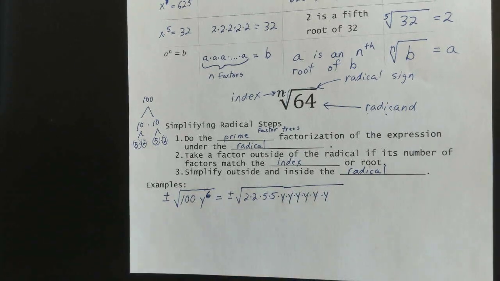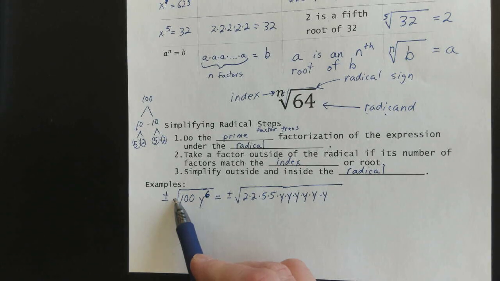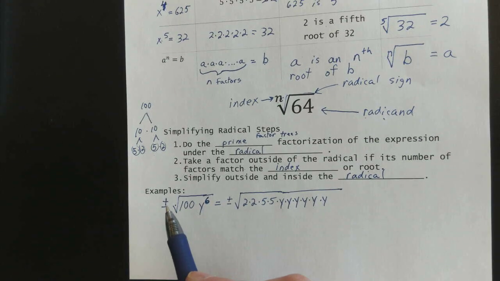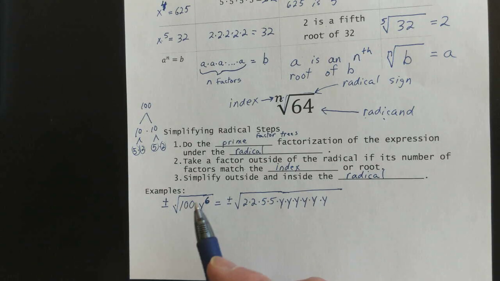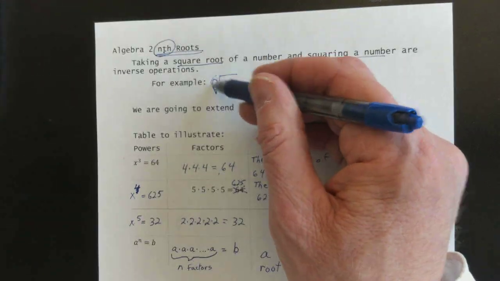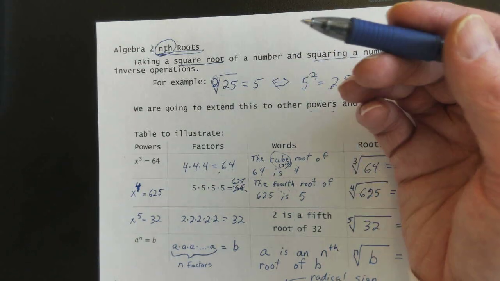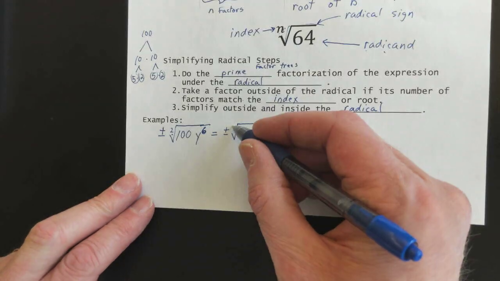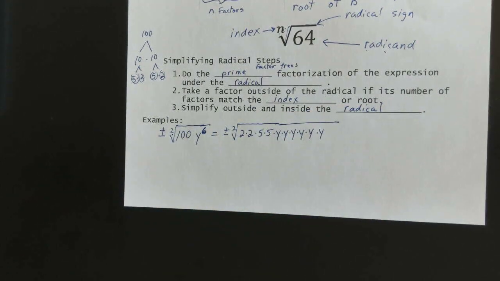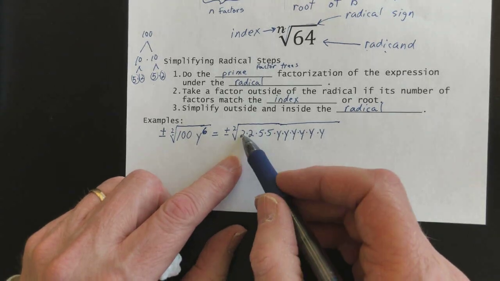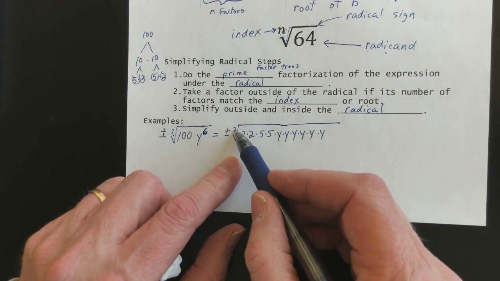All right? What is my index in this problem? If it's not written, it's understood to be 2. Was this here initially? It wasn't, right? But it's understood to be there, right? So the understood value is 2. All right, so we need the number of factors to match the index.